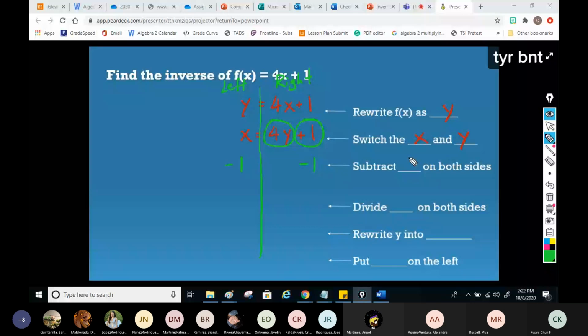So I'm going to subtract 1 on both sides. I do that because I want to move the 1 to the left. And then after that, the plus 1 and the minus 1 will cancel out, which means they're gone, all right? And all you have left is just the 4y, and that's all.